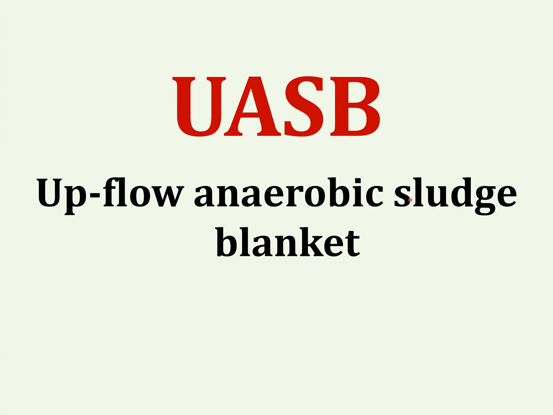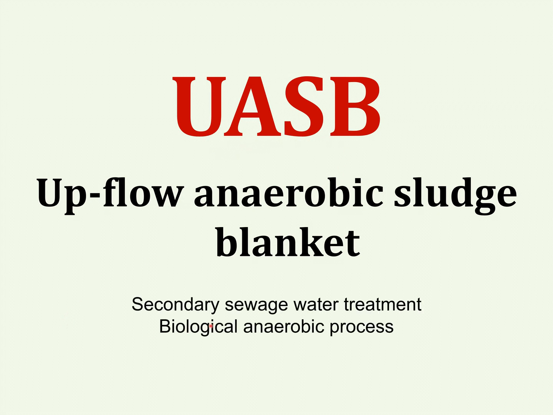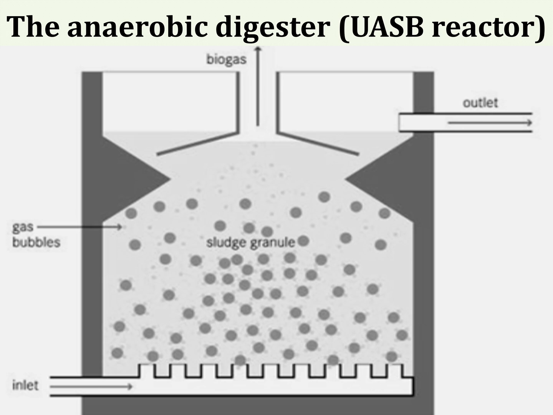Now we are at UASB, which is an anaerobic process. Upflow anaerobic sludge blanket, UASB. This is a secondary sewage water treatment as in the previous cases, but it is a biological anaerobic process. Here you have the picture of an anaerobic digester or UASB reactor, the equipment that is used for the anaerobic treatment of water. In the coming slide, we will see how this functions.